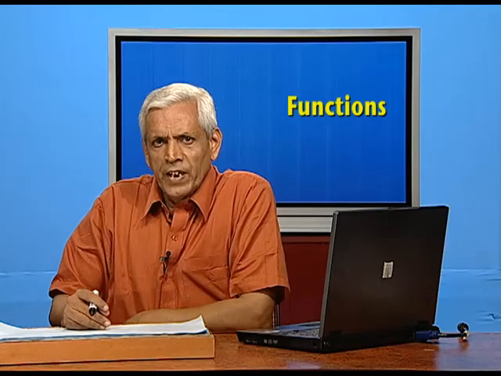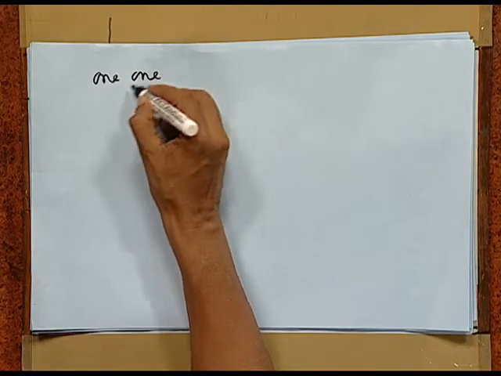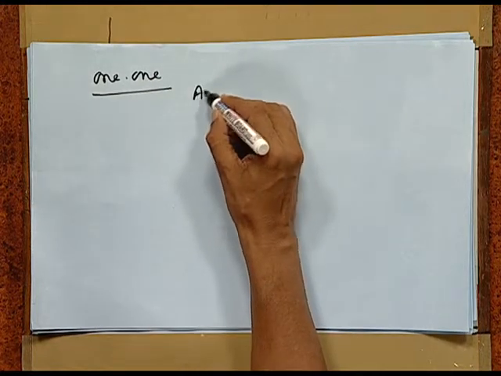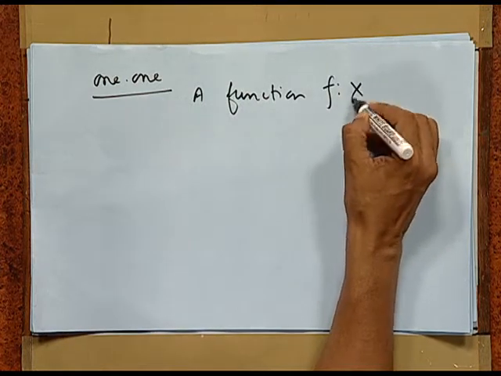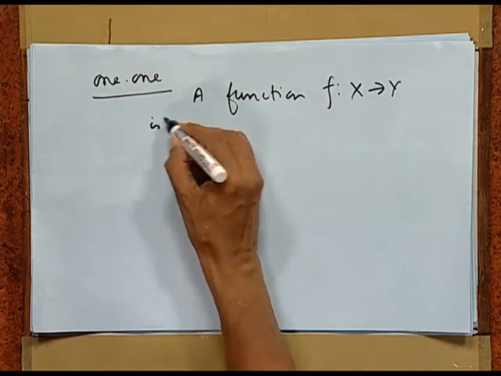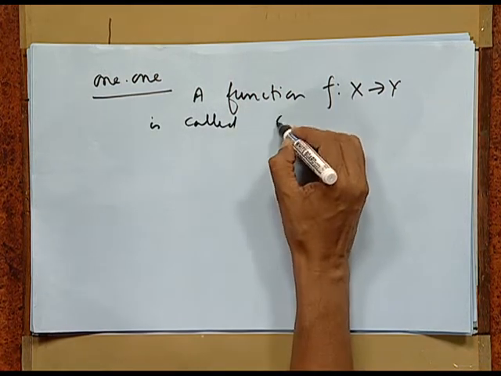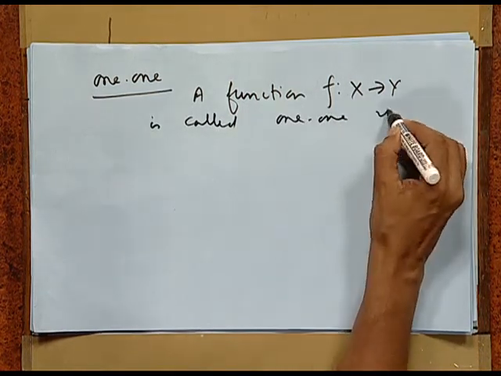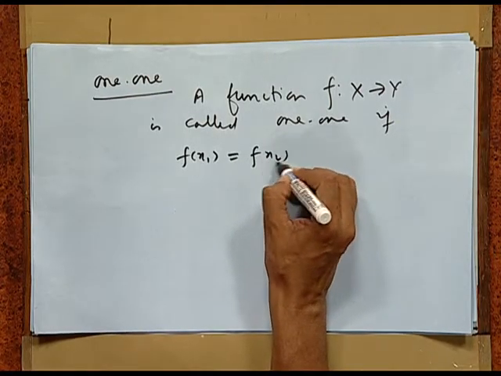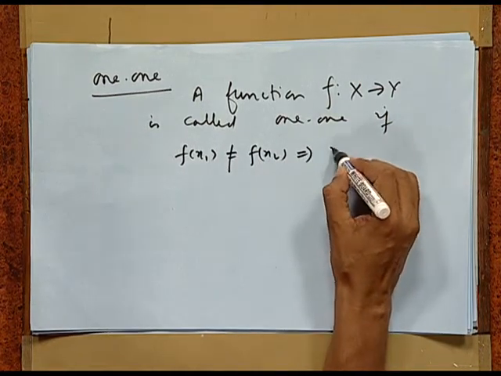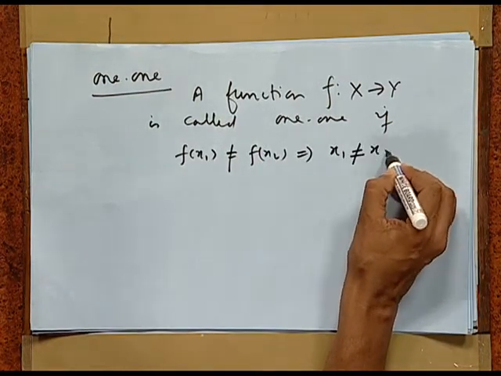And now we define what is known as one-one function. A function f: X to Y is called one-one if different elements have different image, that is f(x1) not equal to f(x2) implies x1 is not x2.